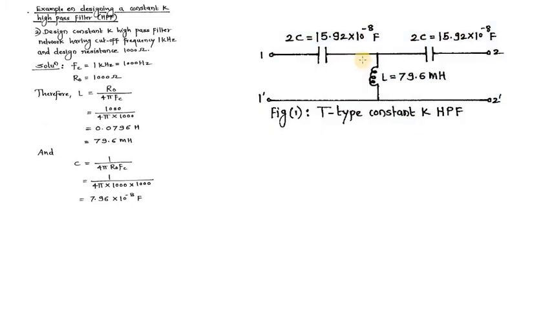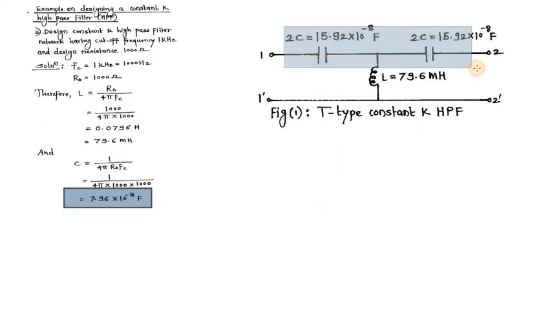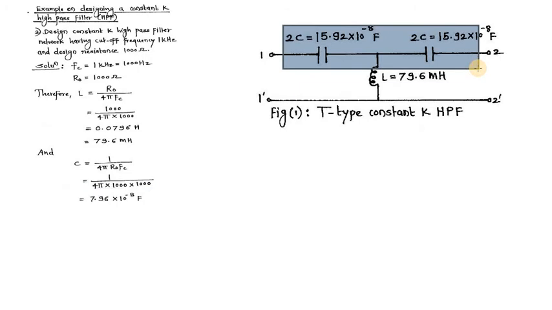And the shunt arm in case of a high pass filter is made up of an inductor, whereas in case of a low pass filter the shunt arm is made up of a capacitor. I hope you will remember this difference. Now we have got the total capacitance to be equal to 7.96 into 10 raised to minus 8 farad. So see, in the series arm we have got two capacitors to be included. This is the standard circuit we know.